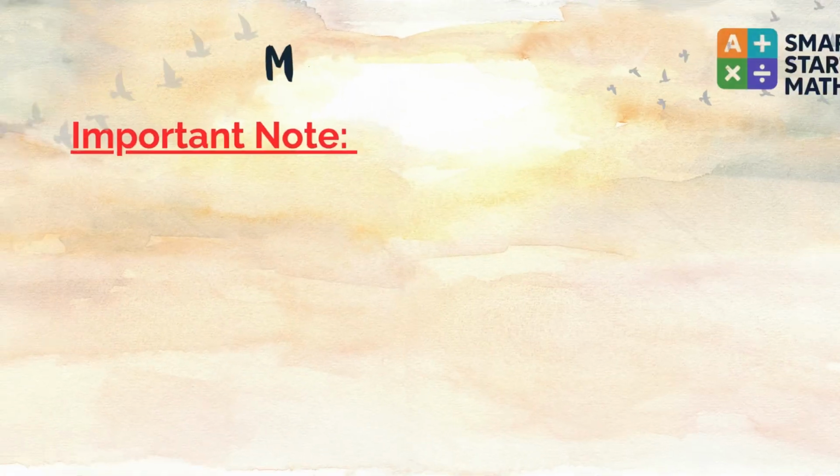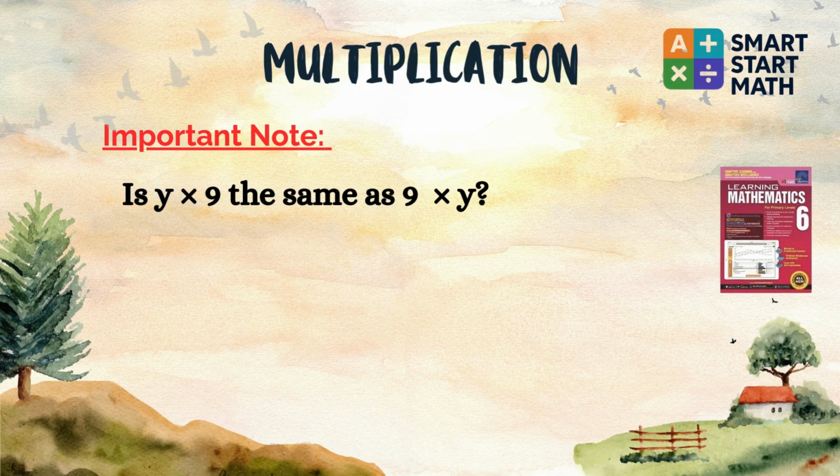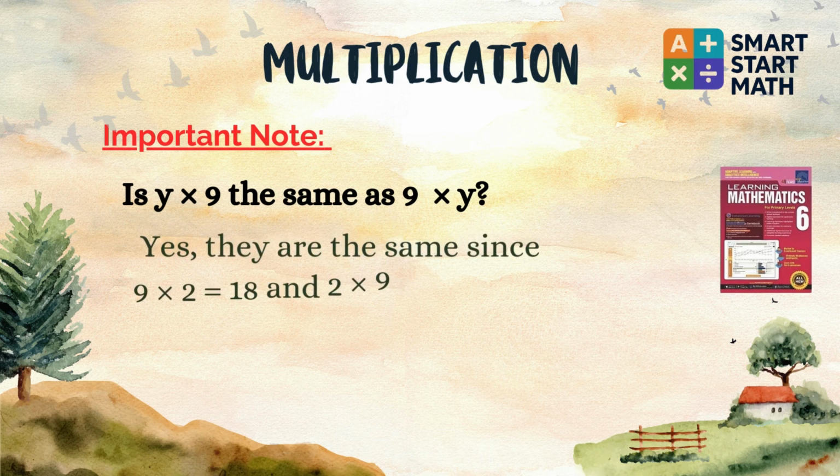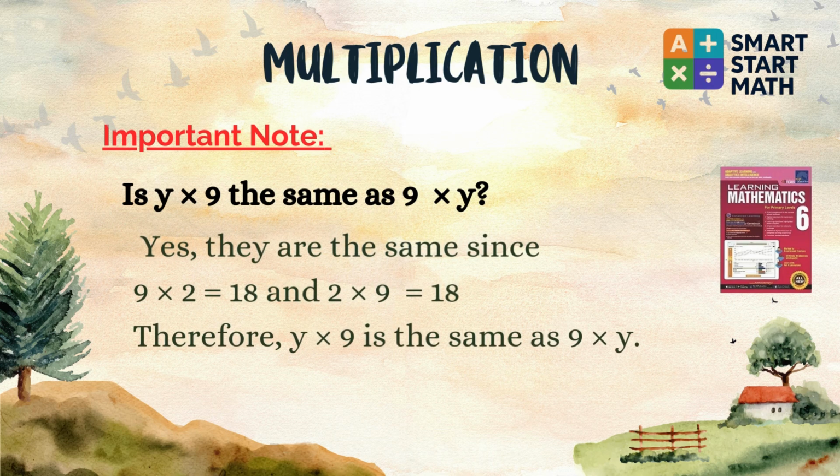Now, let's take a minute to answer this question. Is y times 9 the same as 9 times y? Let's think about it using numbers. 9 times 2 equals 18, and 2 times 9 also equals 18. So, just like with numbers, y times 9 is the same as 9 times y. For multiplication, you can multiply in any order and the result stays the same.